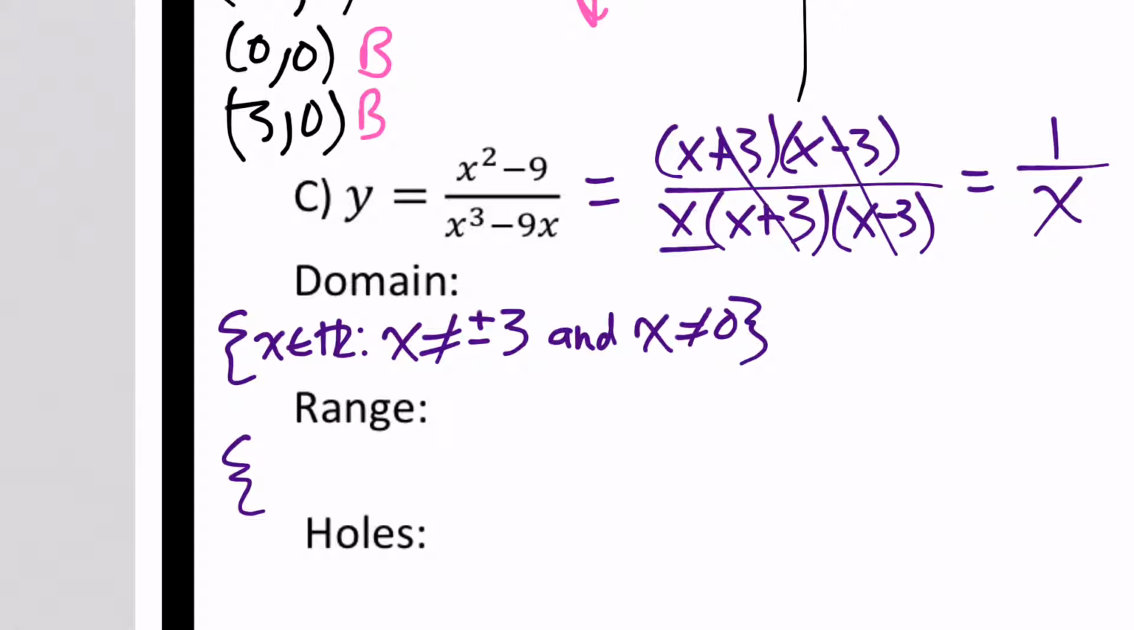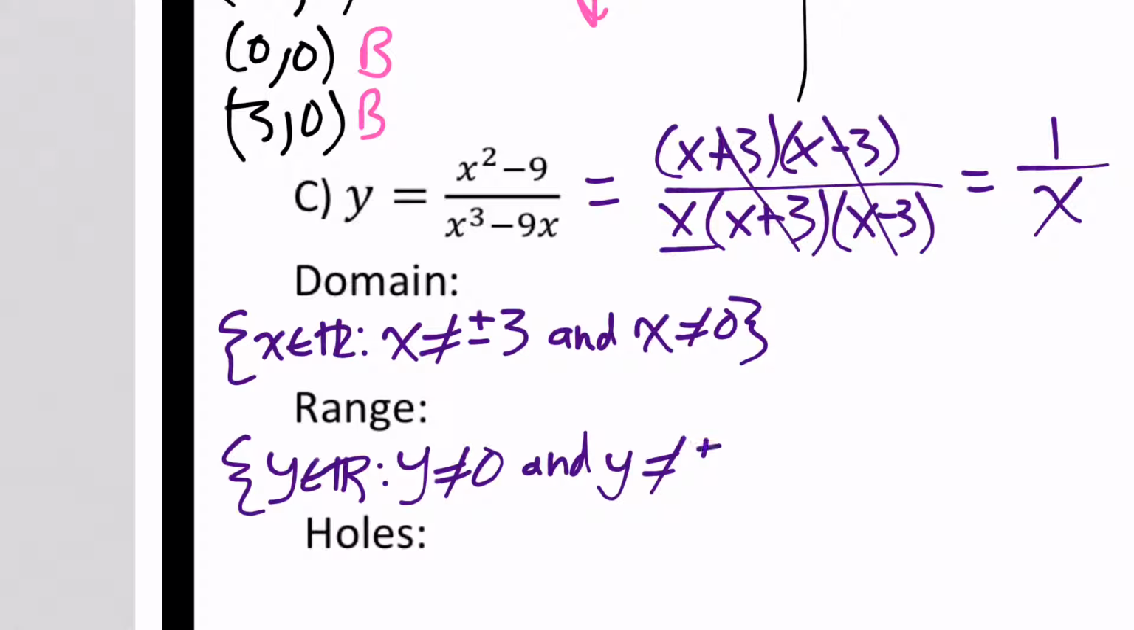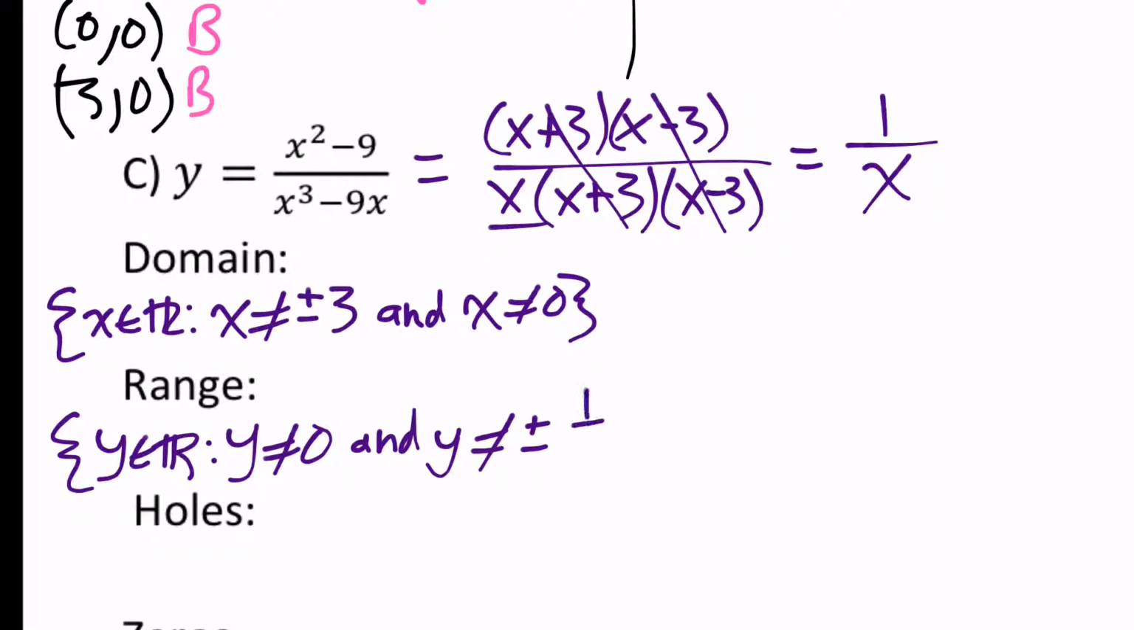Range, we should know this mama function, y is in the set of real numbers such that what? Such that y cannot equal 0, and y cannot equal the values of the holes, so y cannot equal plus or minus 1/3. How did I know it was 1/3? Well, my function is 1 over x with the holes out, so if I plug in 3, I get 1 over 3. If I plug in negative 3, I get negative 1 over 3. So those are the values excluded from my range.